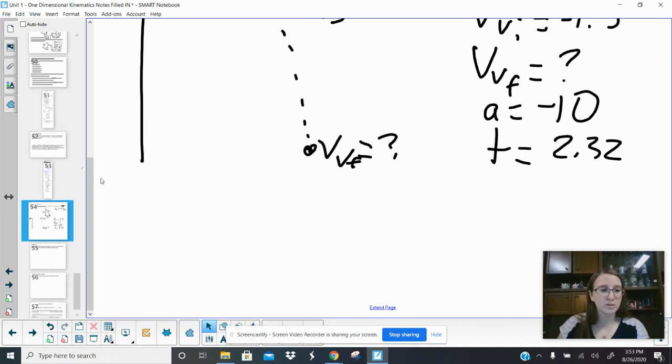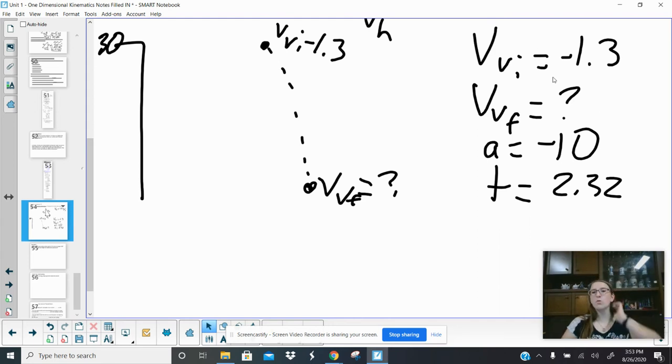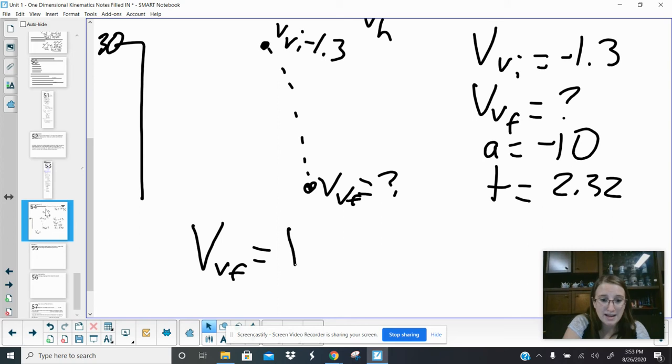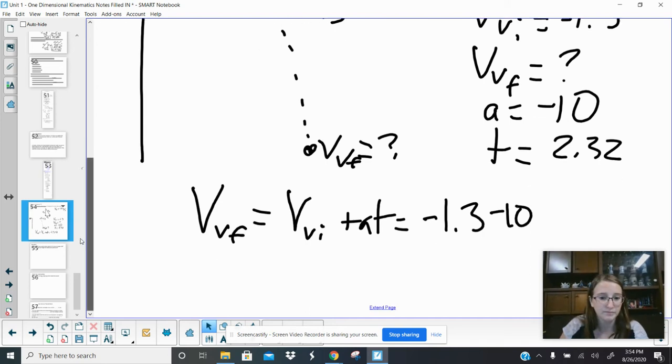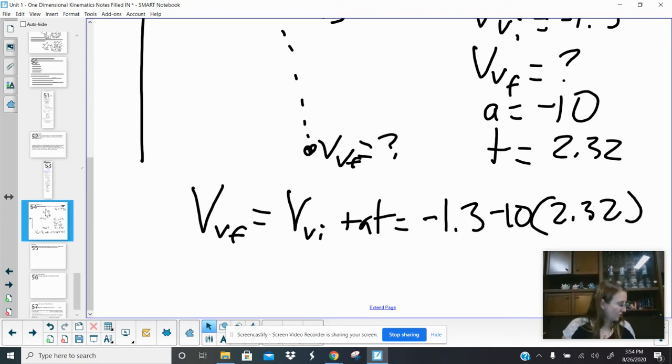So looking at our variables here, go ahead and think through, what formula are we going to use? We're going to be using the velocity formula because that's all I've got. I've got velocity. That's what I'm working with. So my final vertical velocity, which is what I'm trying to find, is my initial vertical velocity plus AT. So this is negative 1.3 plus a negative 10, so minus 10, times 2.32. So let's go ahead and do this math.